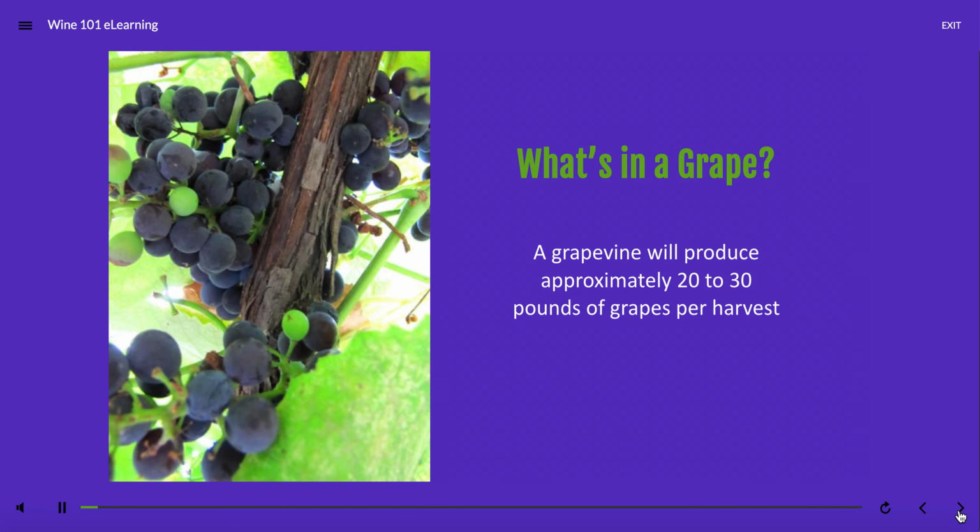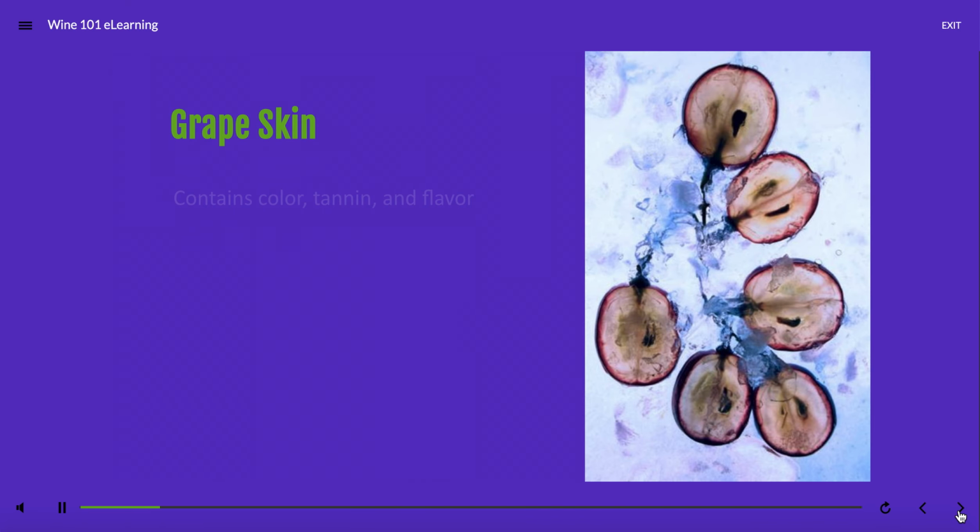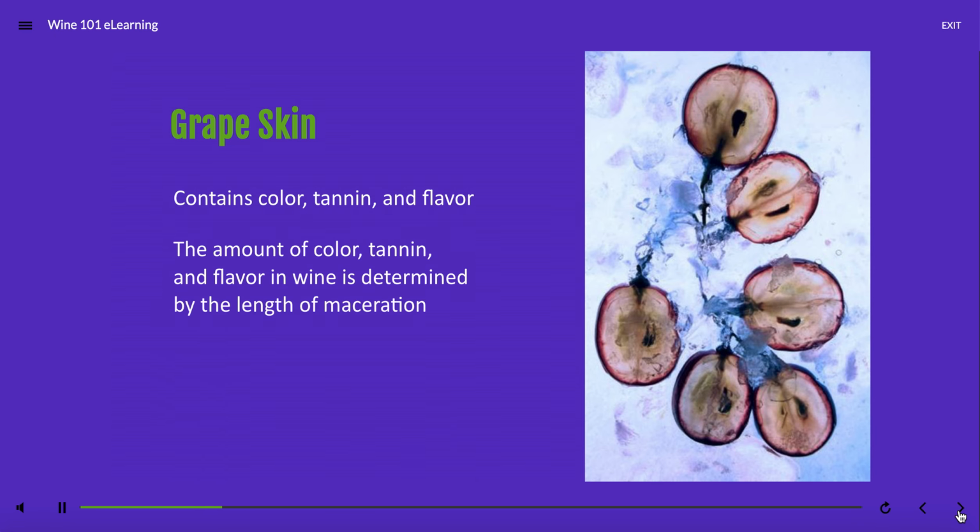A grapevine will produce approximately 20 to 30 pounds of grapes per harvest. The grape skin contains color, tannin, and flavor. The amount of color, tannin, and flavor in wine is determined by the length of maceration.